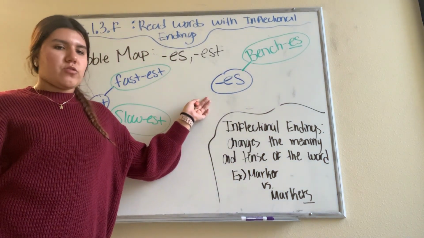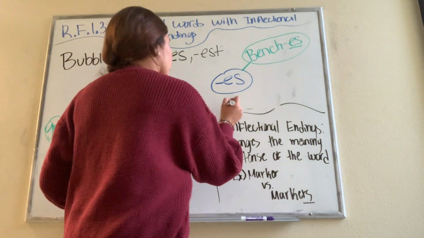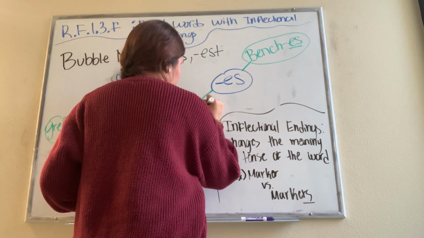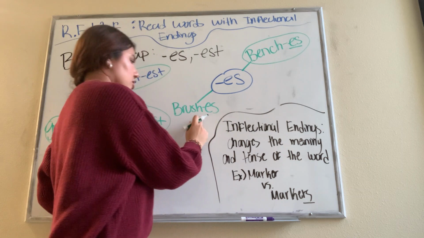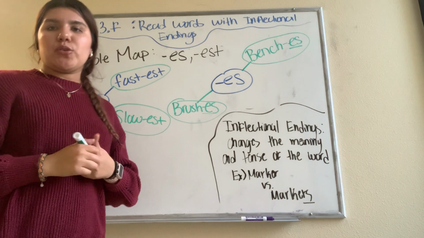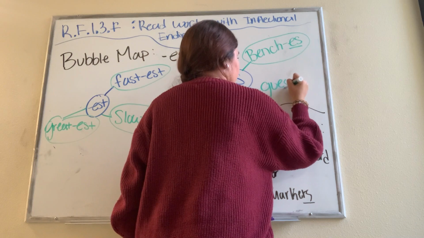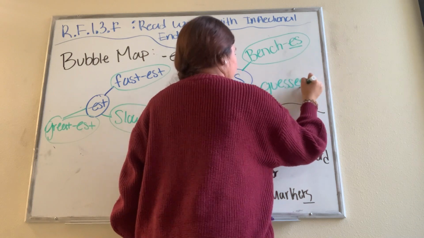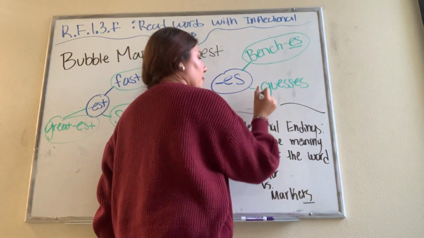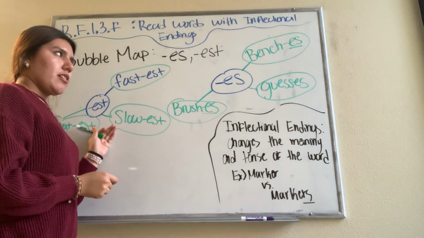Another word we can use can be brush. So we can do brush, and then the es, brushes. And then lastly, we can do guess. Okay, and then the es is added. Those are great examples that can be added to the inflectional endings.